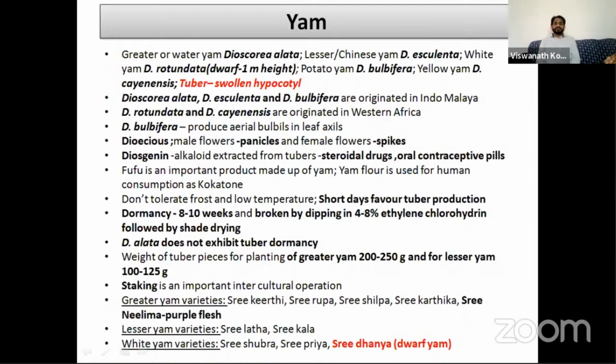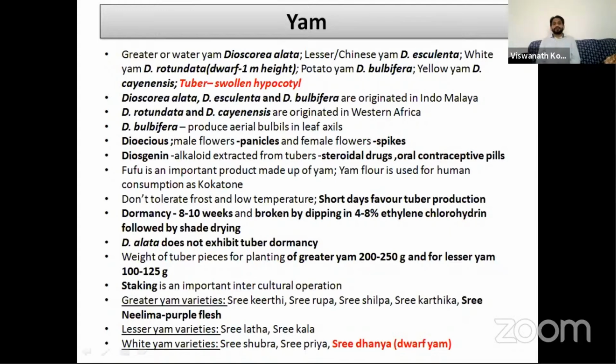The yam tubers have a dormancy of up to 8 to 10 weeks. The dormancy can be broken by dipping the tubers in 4 to 8% ethylene chlorohydrin, followed by shade drying. But the greater yam, Dioscorea alata, doesn't exhibit any tuber dormancy, whereas the lesser yam and white yam tubers have dormancy. For planting, propagation is vegetative, and the planting material is tuber pieces.